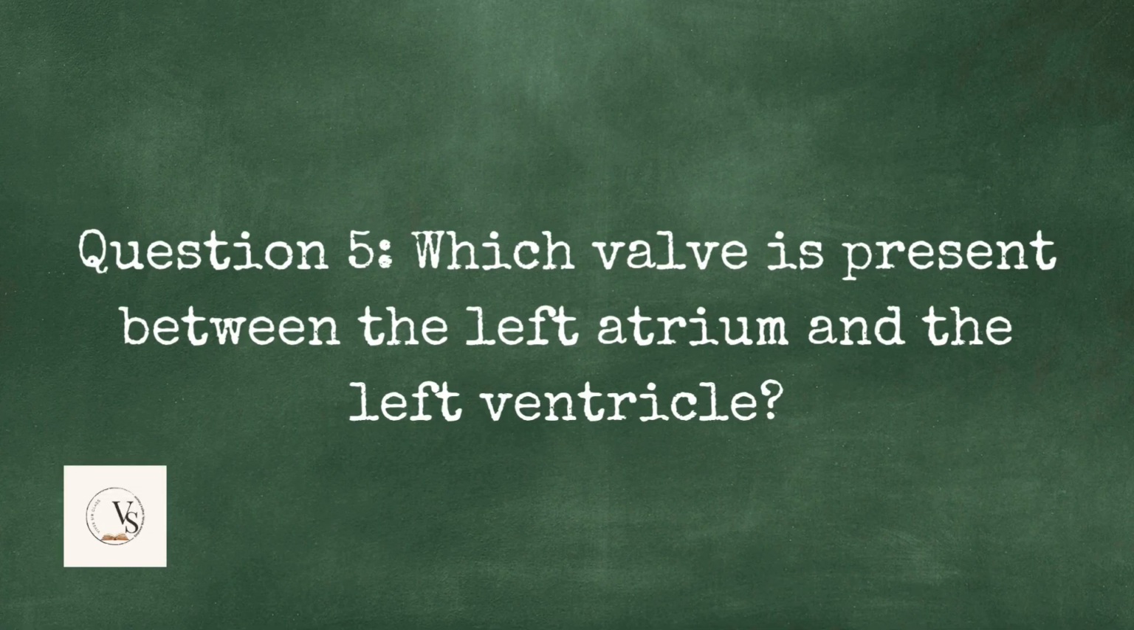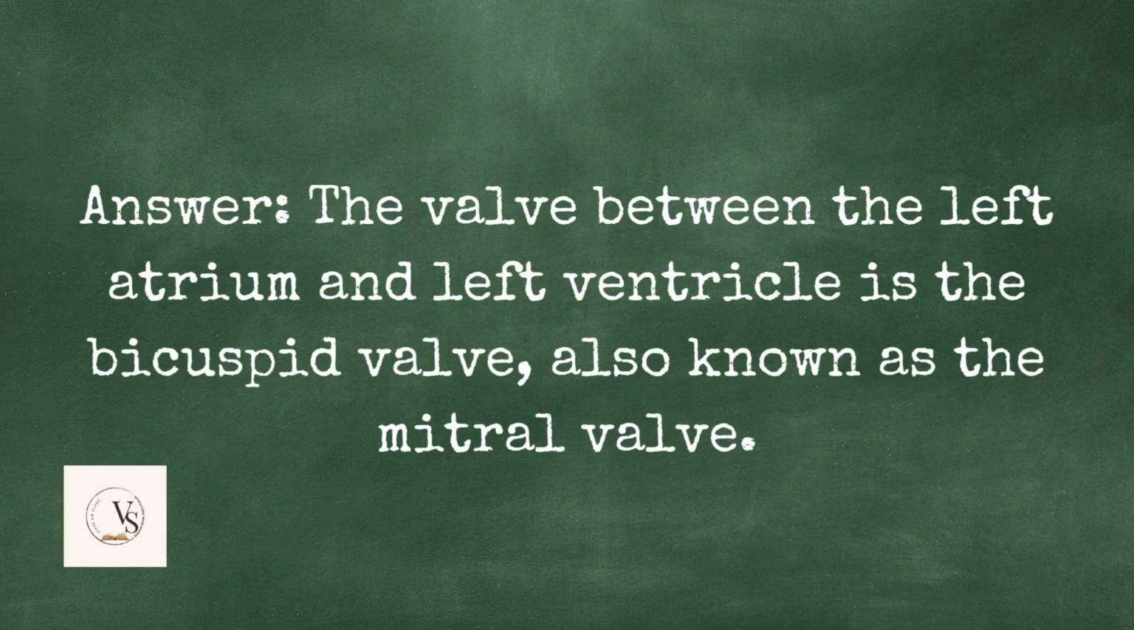Question 5. Which valve is present between the left atrium and the left ventricle? Answer. The valve between the left atrium and left ventricle is the bicuspid valve, also known as the mitral valve.